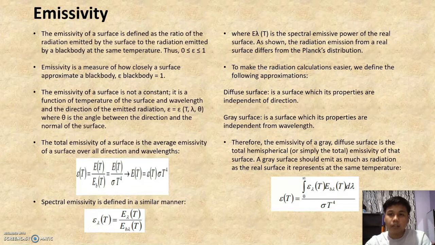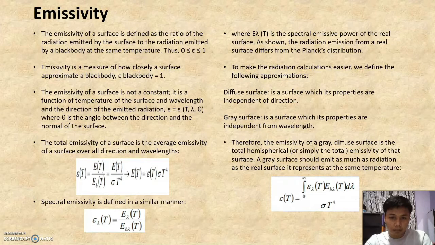The emissivity of a surface is defined as the ratio of the radiation emitted by the surface to the radiation emitted by a black body at the same temperature. Thus, emissivity has a value only from 0 to 1, where the emissivity of a black body is equal to 1. We did not cover the black body chapter today. The emissivity of a surface is not a constant. It is a function of the temperature of the surface, the wavelength, and the direction of the emitted radiation.